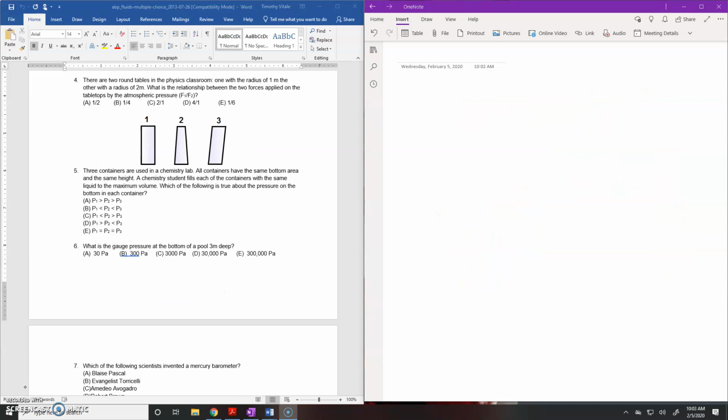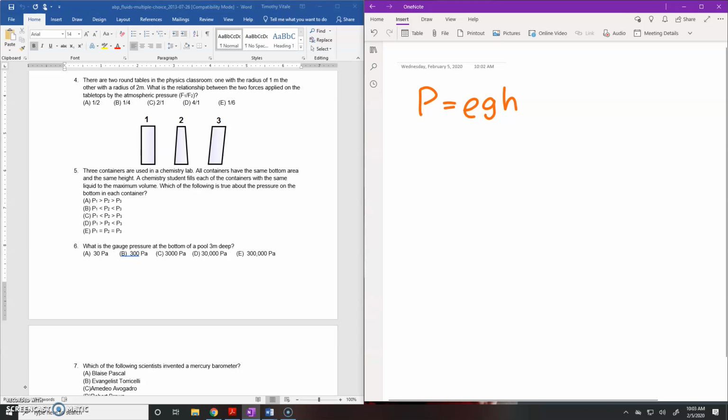Number 5 is about pressure varies with depth, which the equation for that one is rho gh. So the only thing that matters is the height, and because the heights are all the same, then the pressures are all the same, so the answer is E.